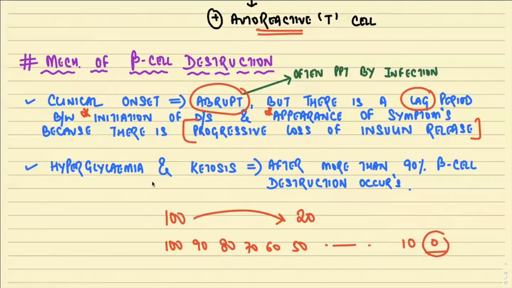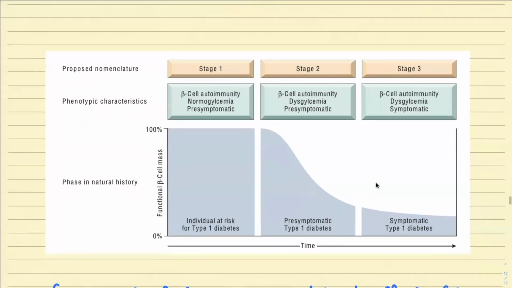Now, very important thing is hyperglycemia and ketosis occur only after more than 90% of the beta cell destruction occurs. So this is the reason that abruptly everything happens. Till 90% destruction doesn't happen, the signs and symptoms will not appear. Okay, clear to everyone? So this is very important. These are the stages of type 1 diabetes mellitus. They have 3 important stages: stage 1, stage 2, and stage 3.